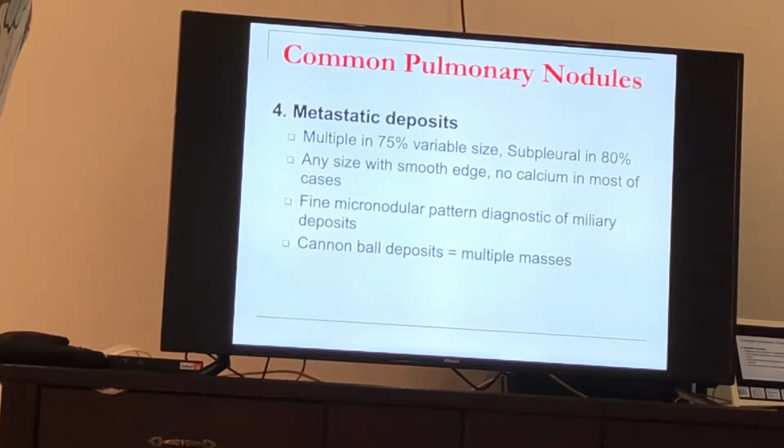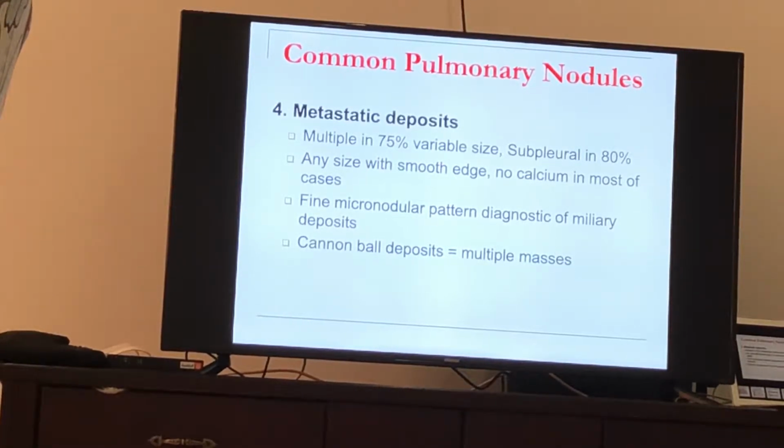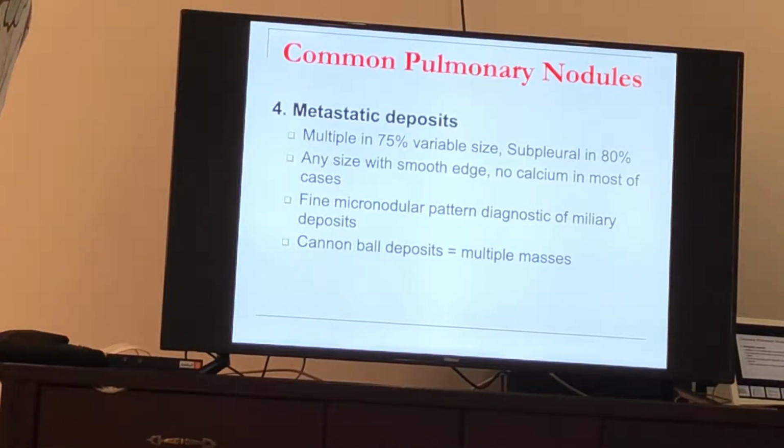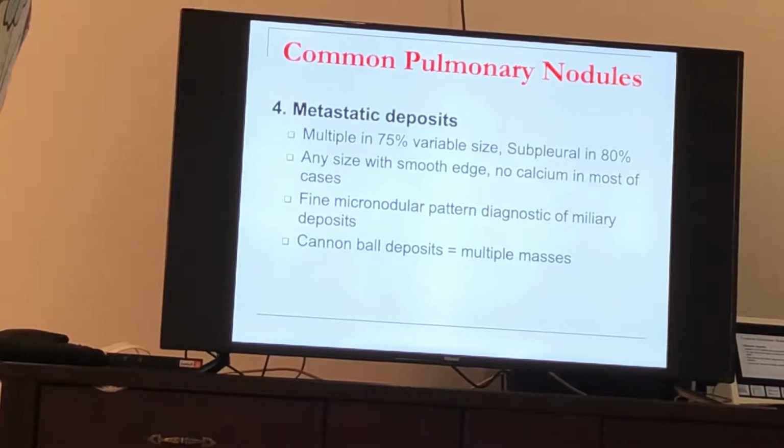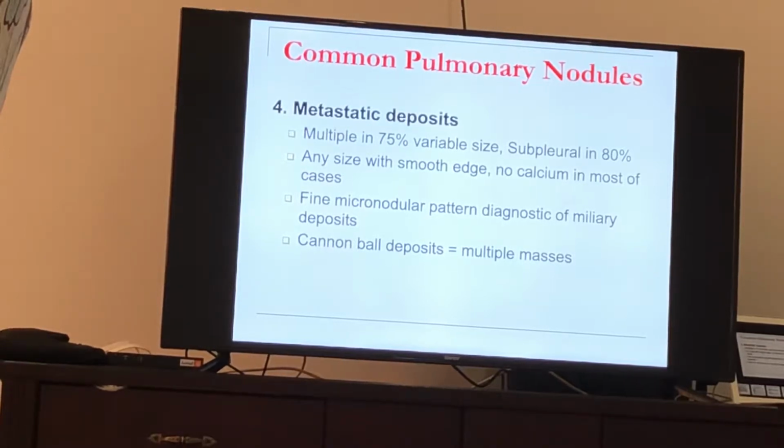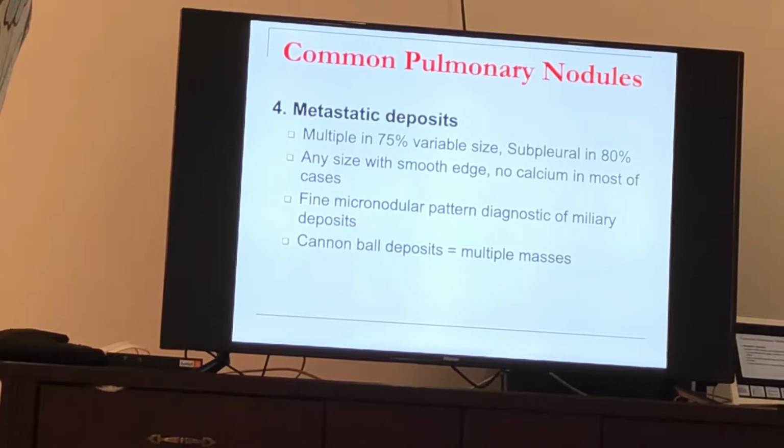It could be any size, smooth edge, usually they don't have calcium, but it could also be a characteristic cannonball metastasis. Which cannonball metastasis comes from where? Bladder or... It comes from the urinary system, usually from the kidney, and otherwise it can also come from the thyroid. It can come from germ cell tumors. The genitals can happen.